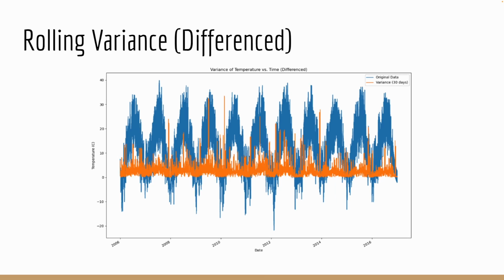I also did it for the variance as well. Now, in comparison to how it was way above the variance for the original data, the variance seems to be less than the original data now.